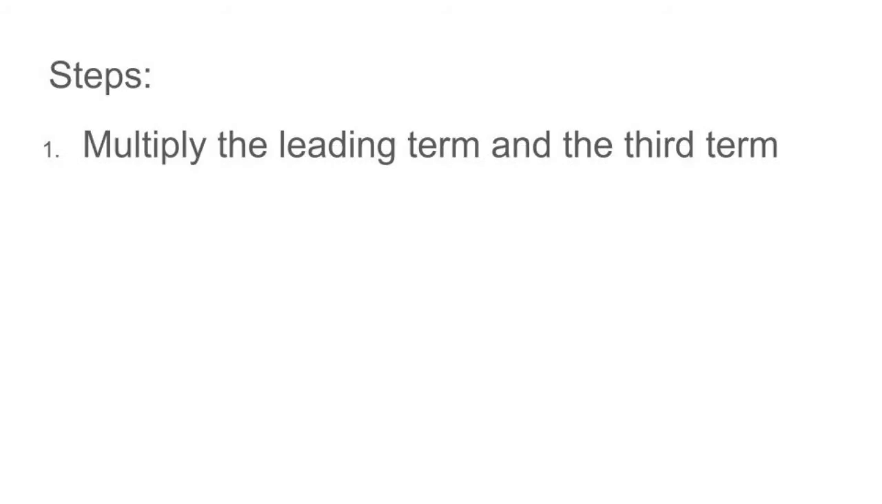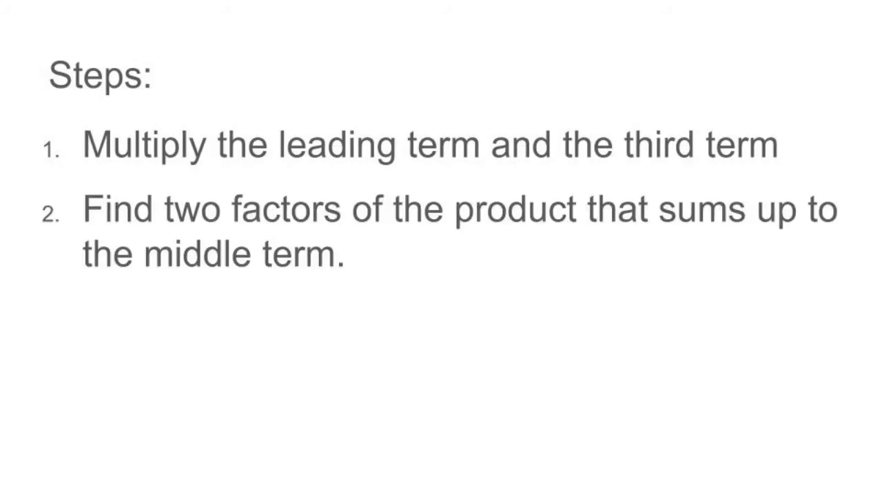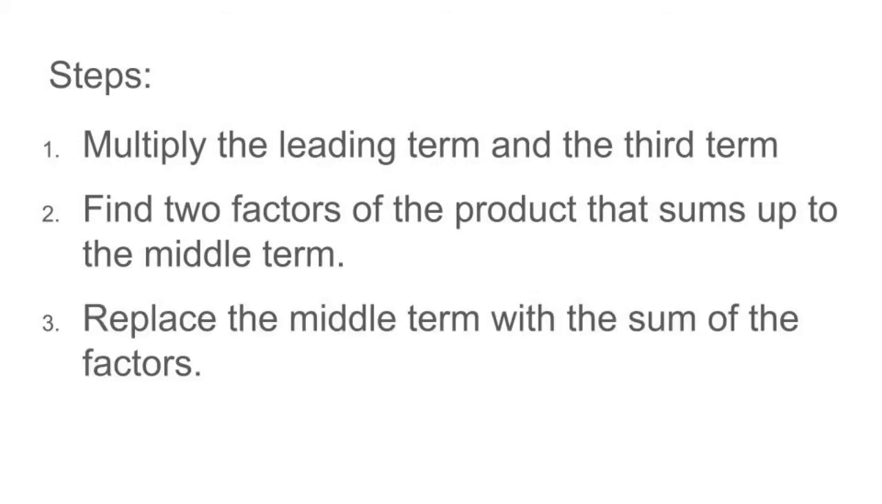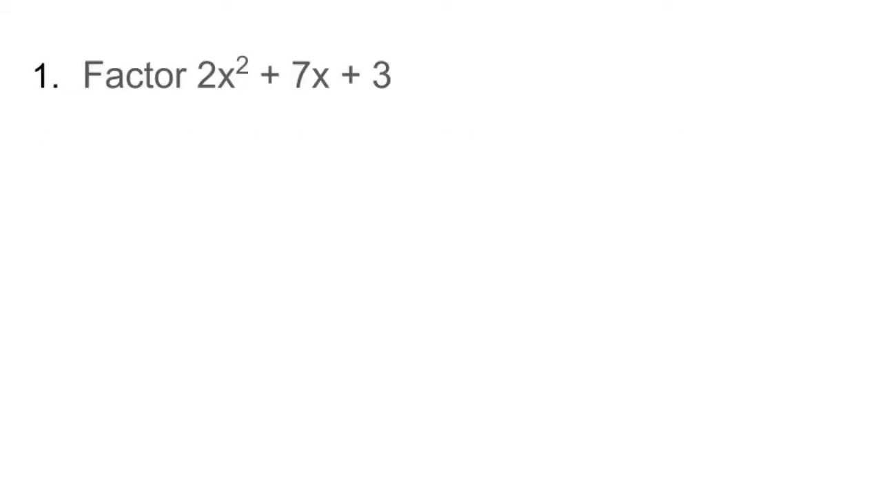How to factor? First, multiply the leading term and the third term. Next, find two factors of the product that sums up to the middle term. Then replace the middle term with the sum of the factors and factor by grouping. Example: factor 2x squared plus 7x plus 3.